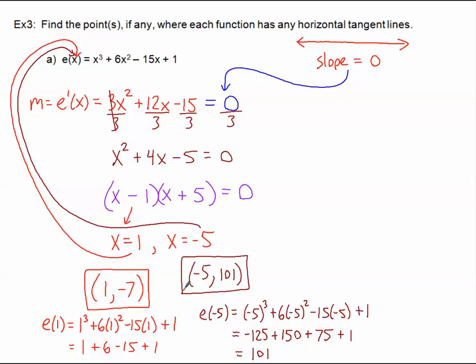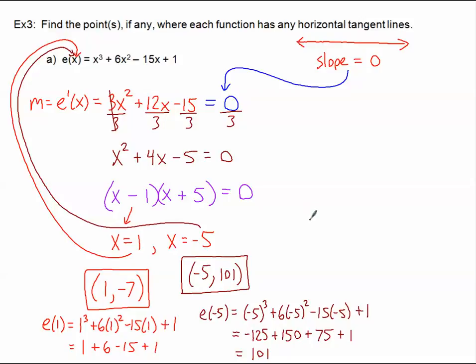101. So what's kind of neat about this problem is we just found the 2 points without the aid of a calculator. I didn't use a calculator for this. We just found the 2 points where we have horizontal tangent lines, which means we just found a maximum and a minimum for this cubic.